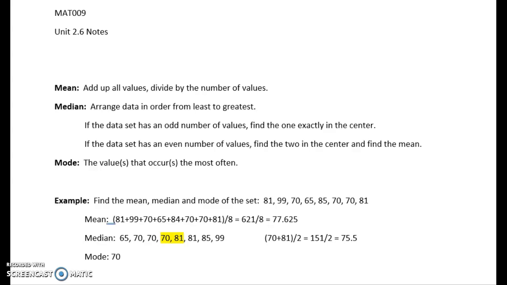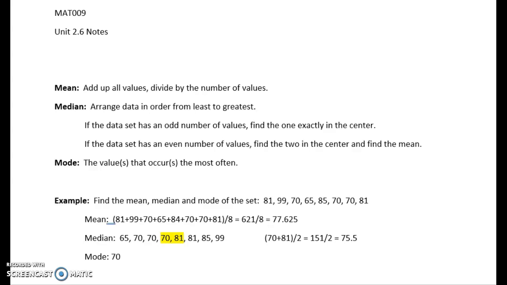For the mean, you're going to add up all of the values in the data set and then divide by the number of values. However many numbers you have is what you'll divide by. For the median, the most important thing is that you first arrange the data in order from least to greatest. So if your data set is not in order, you have to do that first. If your data set has an odd number of values, then there will be exactly one in the center, and you just want to locate that one. If the data set has an even number of values, then you'll have two in the center. So you'll take those two and then find the mean of them.